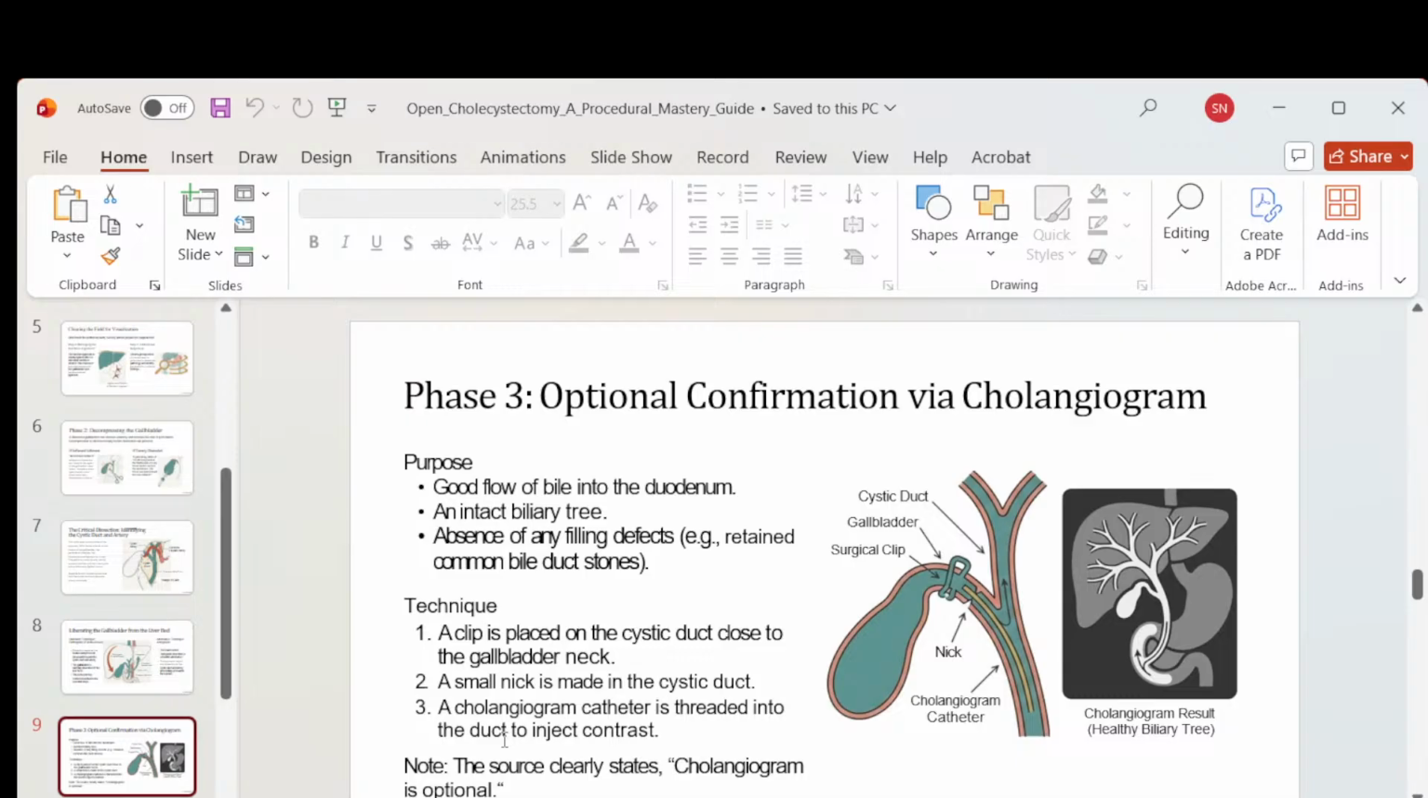So the technique is a clip is placed on the cystic duct close to the gallbladder neck. It's a surgical clip. A small nick is made in the cystic duct. A cholangiogram catheter is threaded into the duct to inject contrast. So I have made a short gist about the cholangiogram administration. There are several books that describe how to administer a cholangiogram.